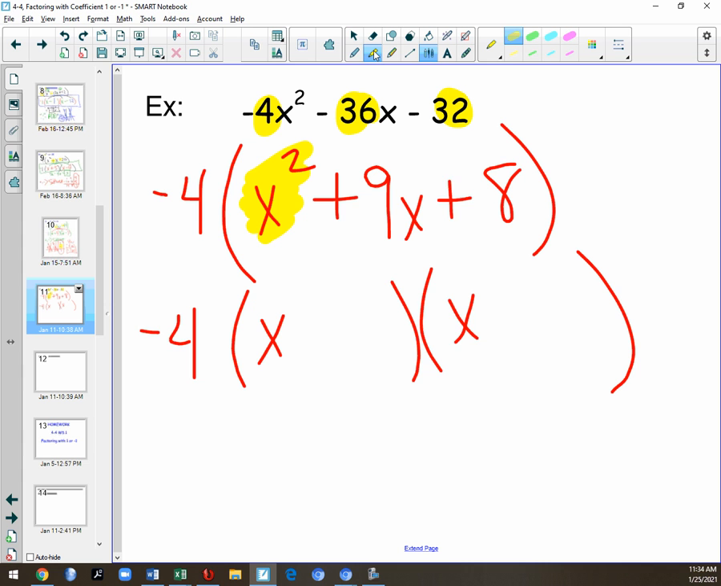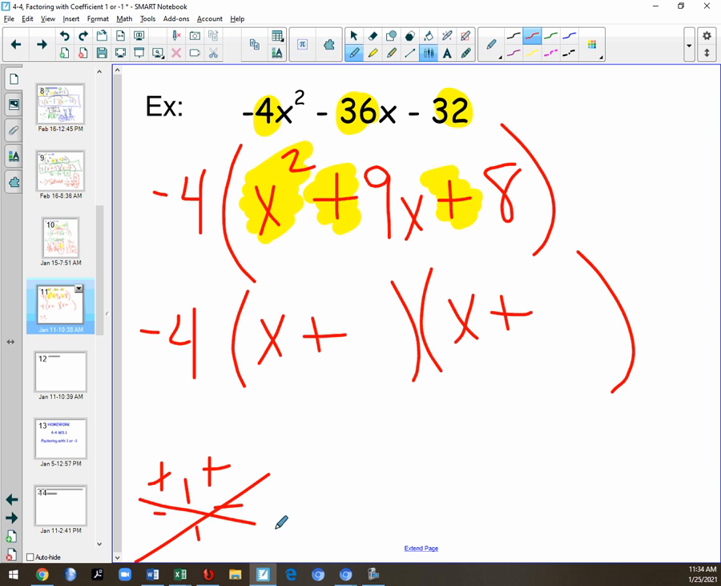Next thing I'm going to do is I'm going to look at this plus. I need to have my signs be the same, so plus plus or minus minus. How do I determine which one it's going to be? I look at the middle sign. The middle sign says plus, so I have to have plus plus. Since my signs are the same, I'm going to add.